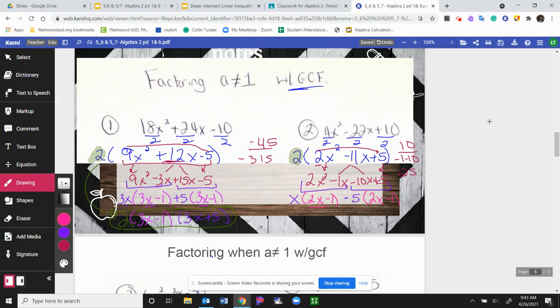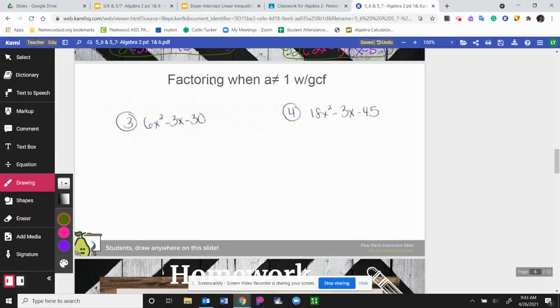The stuff inside my parentheses matches, so I get 2x minus 1. And then my leftover in purple is x minus 5. And I cannot forget to bring down the 2 in front. So that would be your final answer. Okay, all right, so moving on here, I want you to pause the video and please go and try solving these two problems on your own.